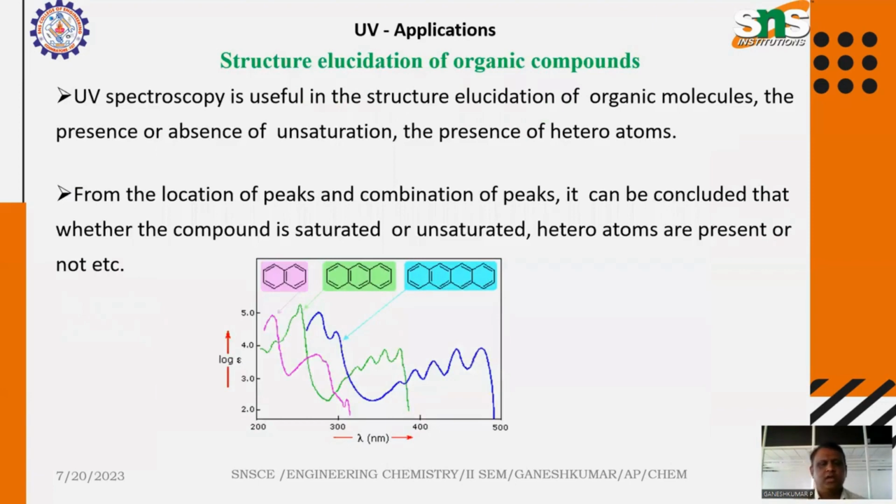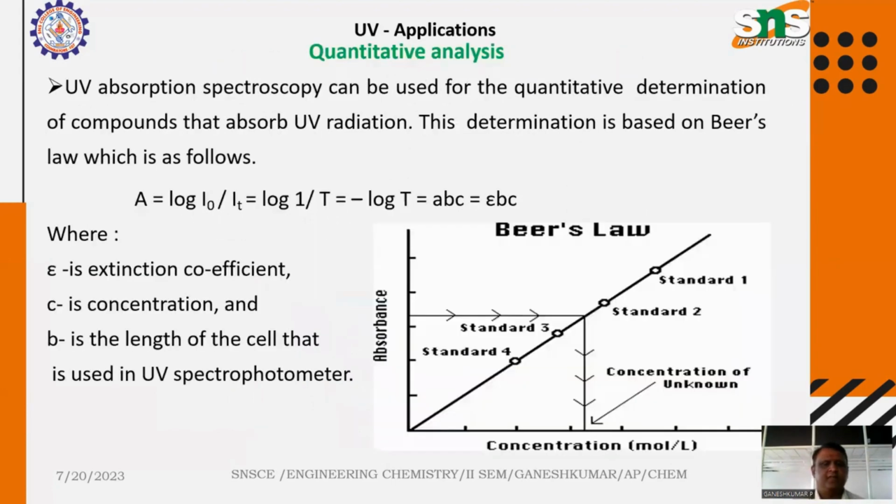And we can also elucidate the organic compound structure. Anthracene and naphthalene contain different structures. For different structures, we get a different spectrum. So based on that, we can understand the difference in their structures. And as we discussed, we can do the qualitative analysis as well as the quantitative analysis by using Lambert's law.